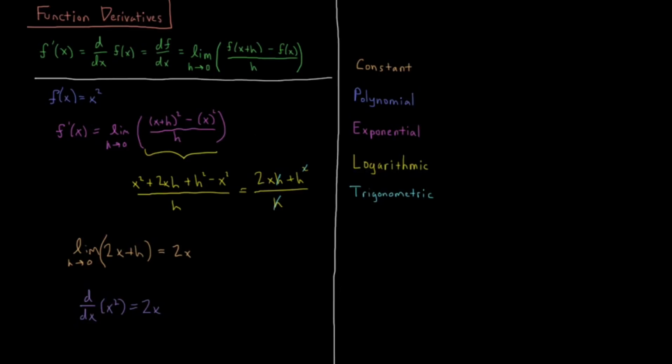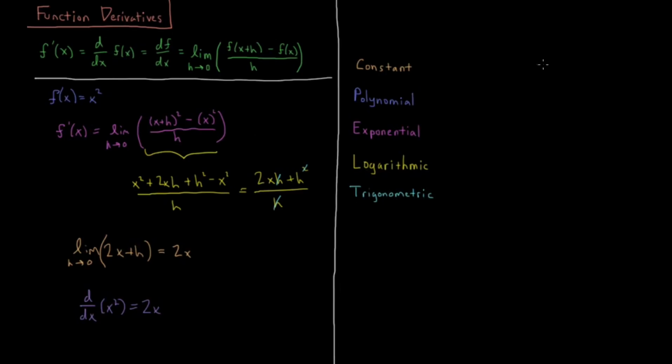All right, but we don't want to do this for every single function. It would be tedious and more involved to calculate this limit for other kinds of functions. So we want some shortcut rules for what these derivatives are. So I've got 5 standard kinds of functions over here and what the derivatives of those functions are.